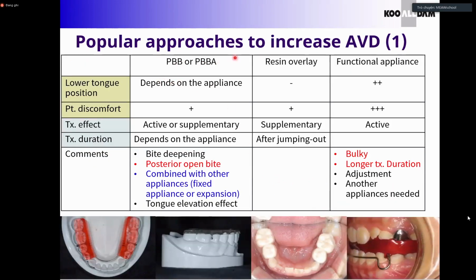in treating class 3 malocclusion is to increase anterior vertical dimension. This is a popular approach to increase anterior vertical dimension. We may use lots of appliances. This is PBB, PBBA. This is resin overlay. We may use functional appliance.